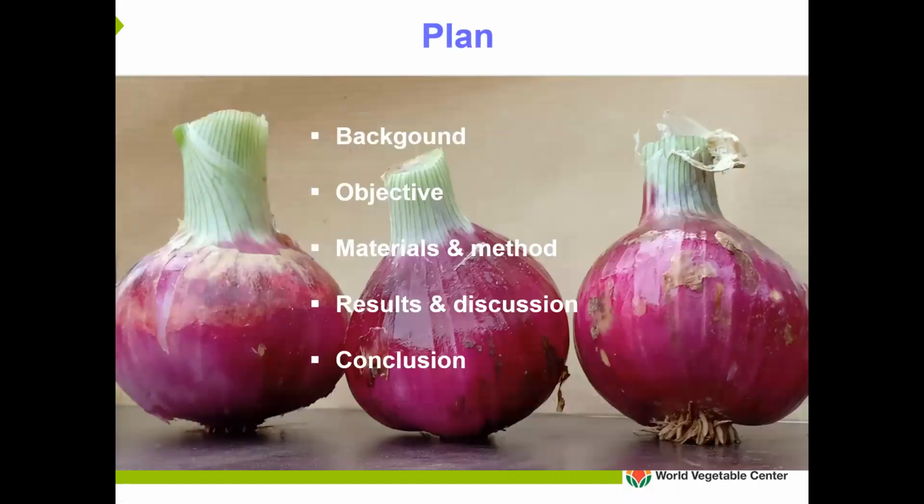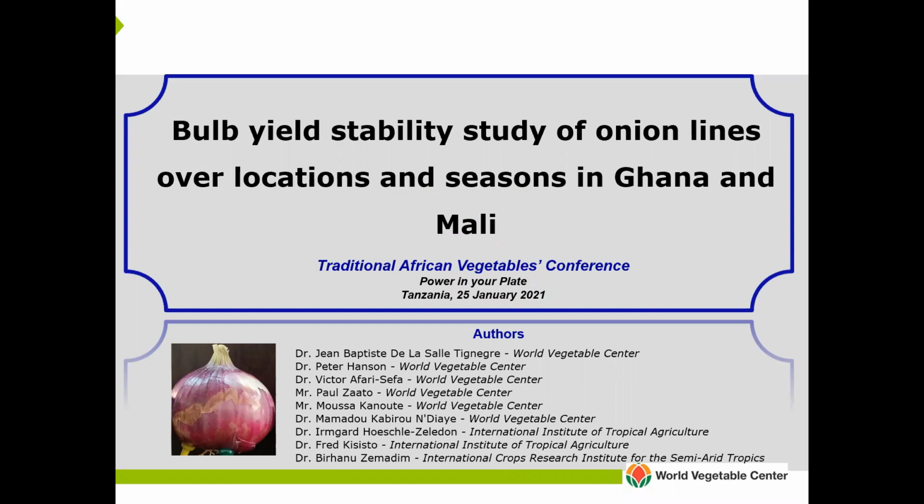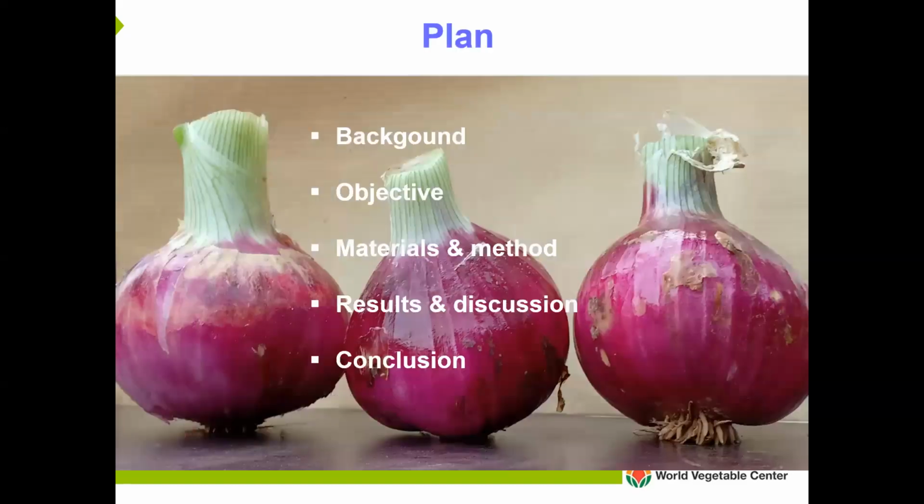The title of my presentation is Bulb Yield Stability Study of Onion Line over Location and Season in Ghana and Mali. The plan of my presentation will be as follows: background, objective, material and method, result and discussion, conclusion.